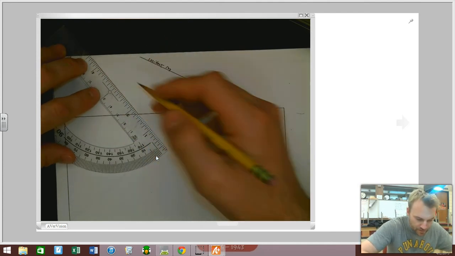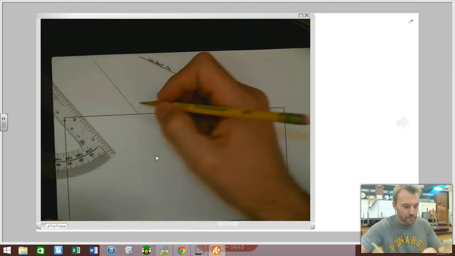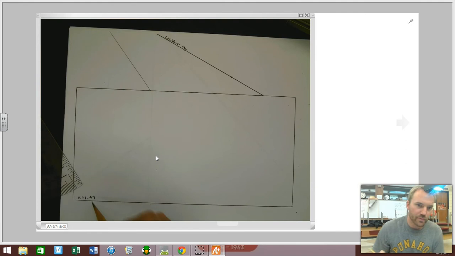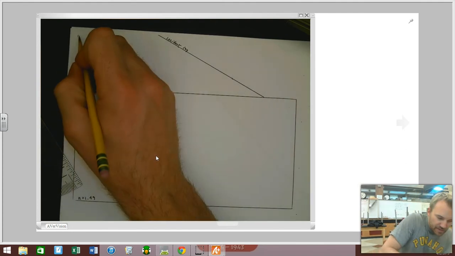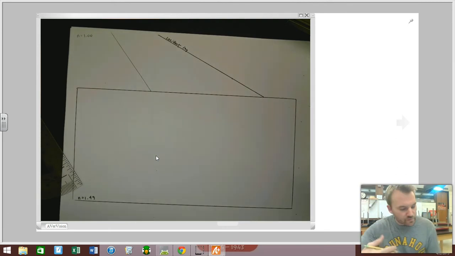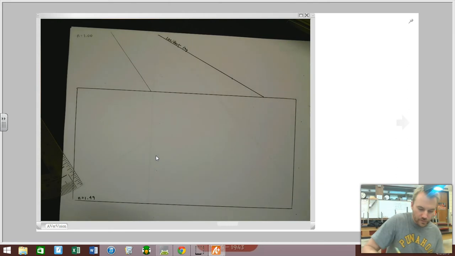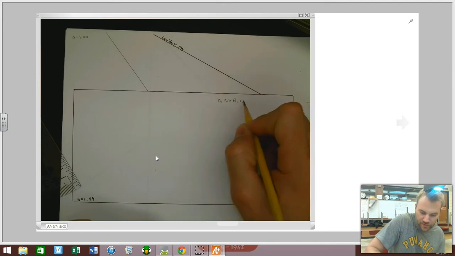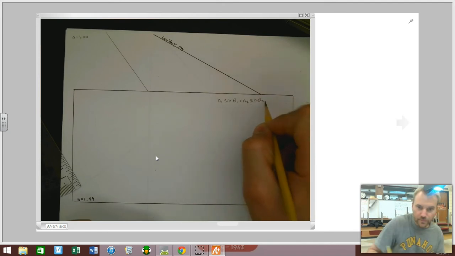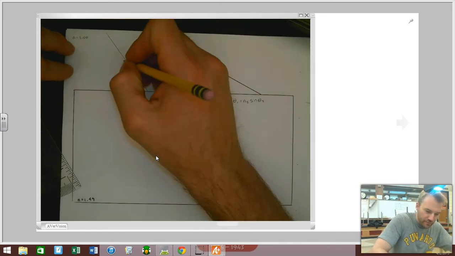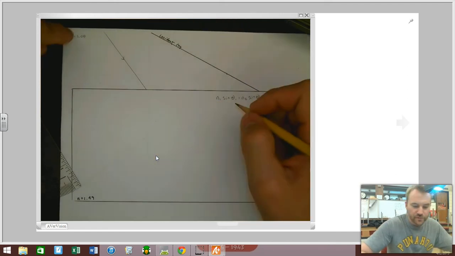Here's my incident ray coming in here into this block. Now this block has an index of refraction of 1.49, and this is air, so it has an index of refraction of 1.00. So the first order of business is to plug it into Snell's law. Snell's law: n1 sine theta 1 equals n2 sine theta 2. So this is what we're going from, and this is what we're going into. We're going from air.